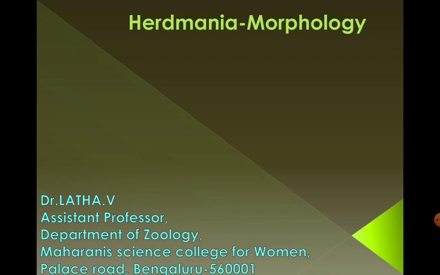Hello dear students, today we will study about the morphology of Herdmania. Herdmania belongs to the subphylum Urochordata and we have already learned what urochordates are. Now these urochordates are the ones which show the presence of notochord in their tail region and hence are classified as protochordates or the primitively formed chordates.